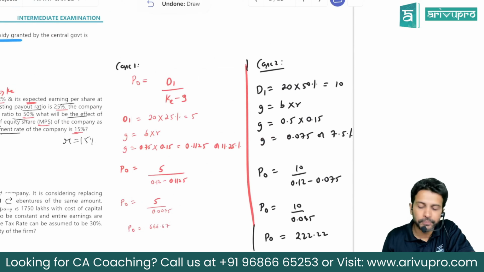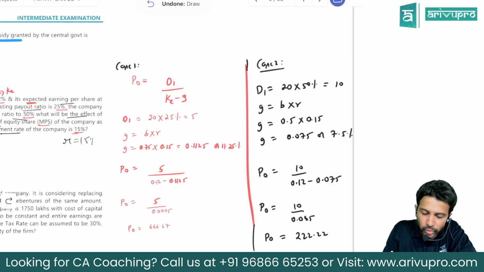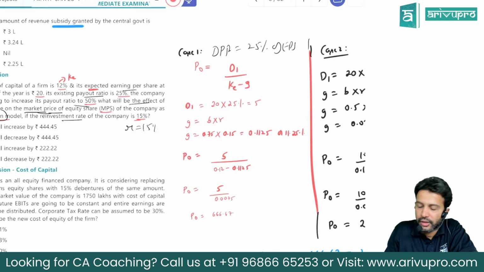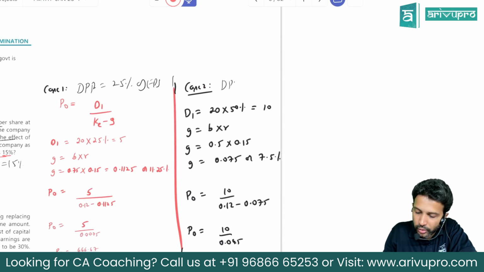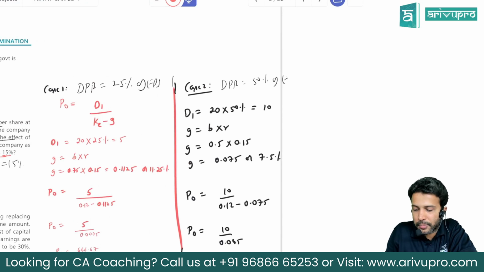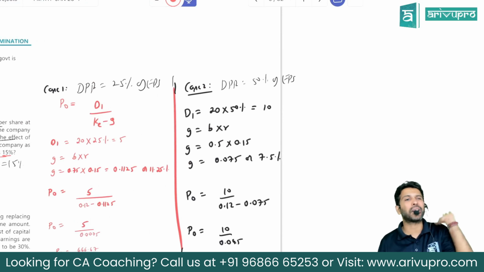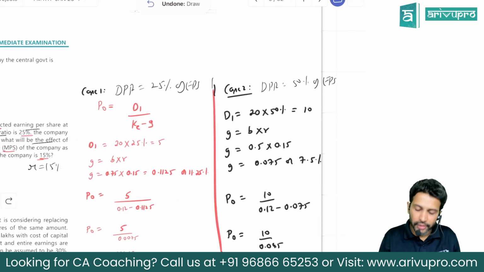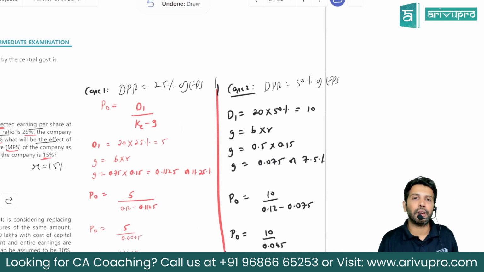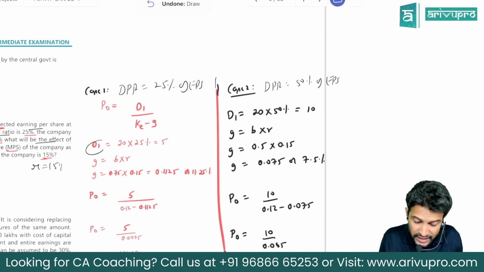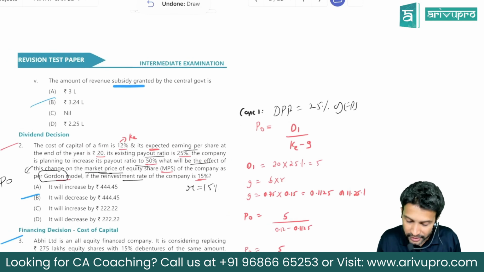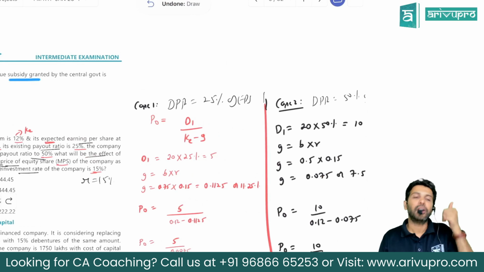So how do you get D1? Under the existing case, what is the payout ratio? Dividend payout ratio, DPR, is equal to 25% of EPS. In the second case, the dividend payout ratio is 50% of EPS. In both cases, we just need to calculate the price. How much is earnings? 20. What is the dividend payout ratio? 25%. 25% of 20 gives you 5. Don't write this as D0. This is D1. Why? This 20 is not actual EPS. It is the expected EPS, they said. That means the number you're going to get is D1.